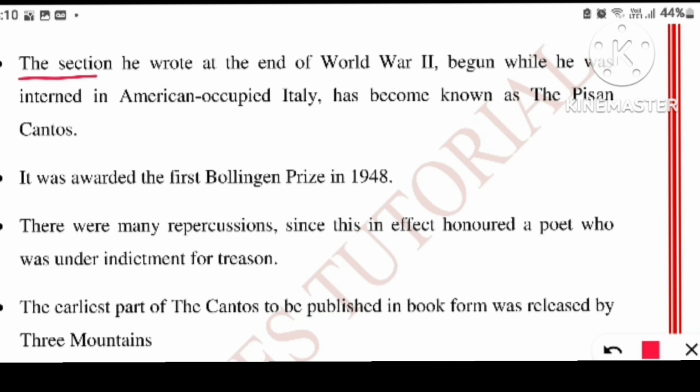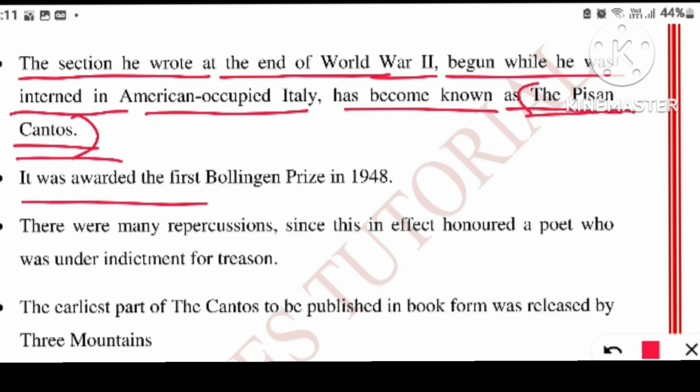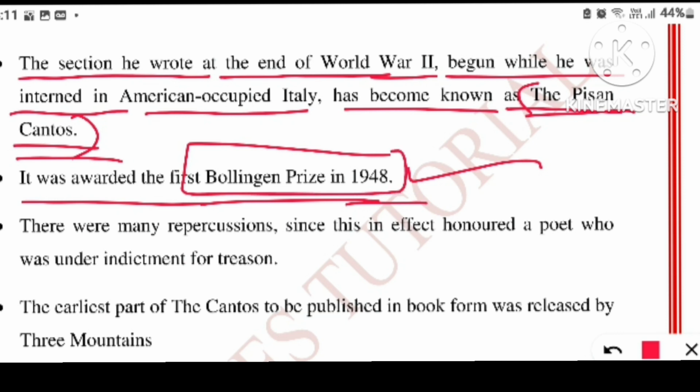The section he wrote at the end of World War II, begun while he was interned in American-occupied Italy, has become known as the Pisan Cantos. Please remember, the portion which he wrote after World War II is to be known as the Pisan Cantos. It was awarded the first Bollingen Prize in 1948. Please remember the prize and the year too.